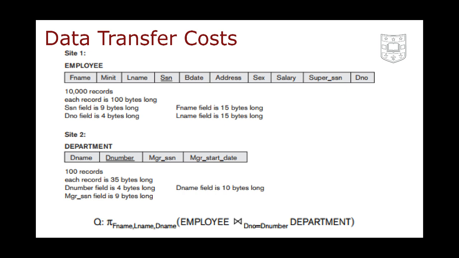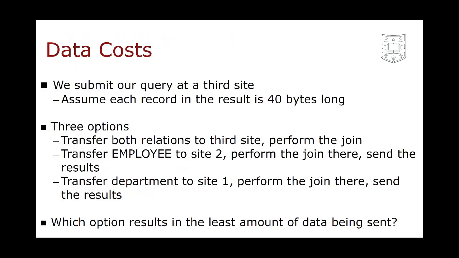Now I want to know, all right, if I want to execute this query, what's the fastest way for me to do it in terms of data transfer? Because there's a join involved, we have 3 options here. I can grab both tables, the employees and the departments table, ship them to the third site, and perform the join there. I can transfer the employee table to site 2, perform the join there, and then transfer the result back. Or I can do the opposite. I can transfer the department table to site 1, perform the join there, and then send the results back to site 3. Do those options make sense?